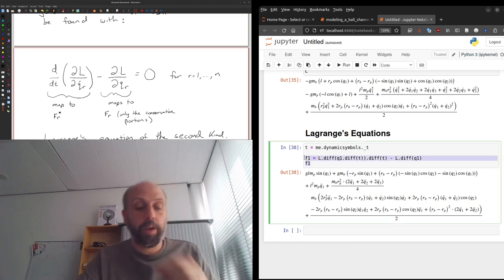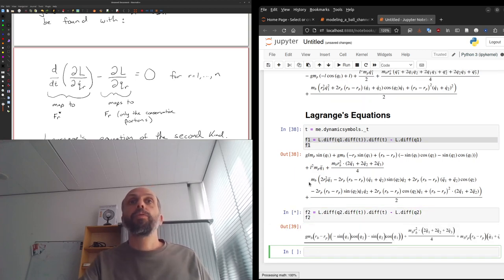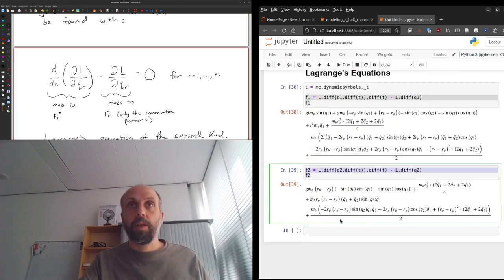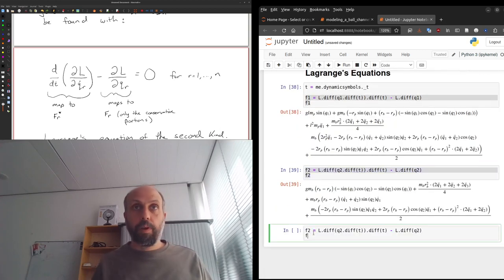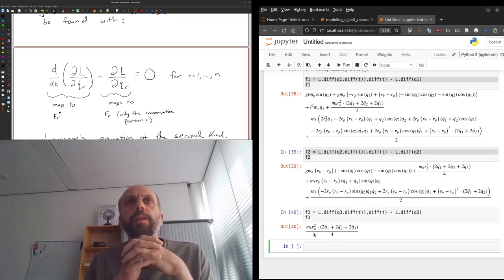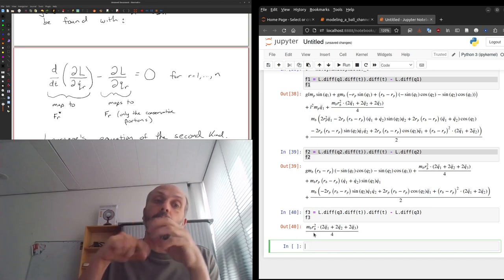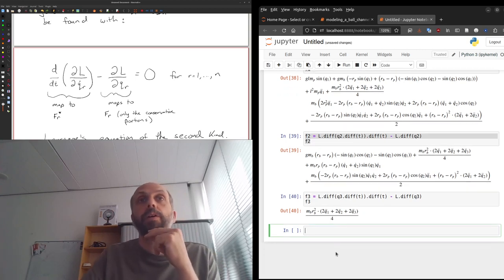So we follow suit, and all we need to change are the coordinates. We have to do one for each coordinate, so it's pretty straightforward. We get our F2, and then we get our F3. So here we go. We've got the equations of motion of the system without constraining that ball to roll without slip in the trough. Okay, so how do we work with them?